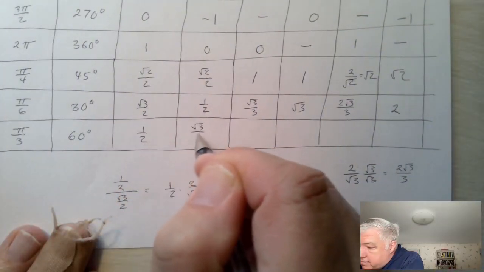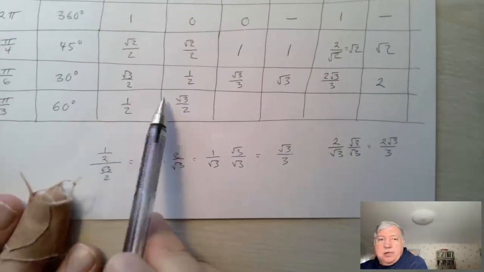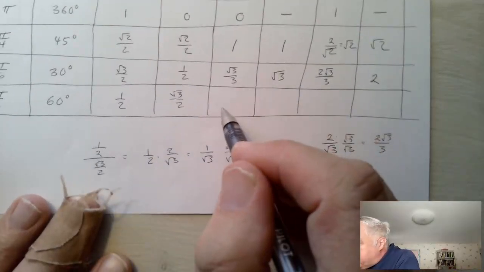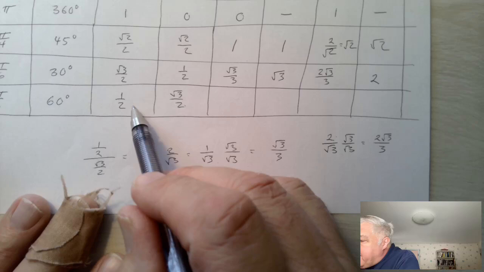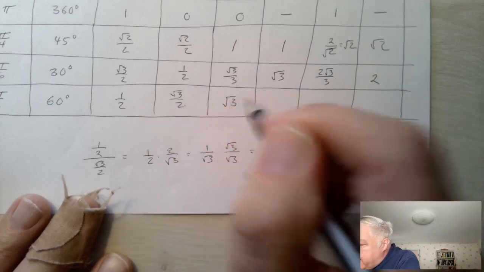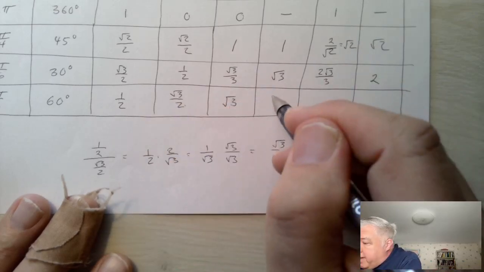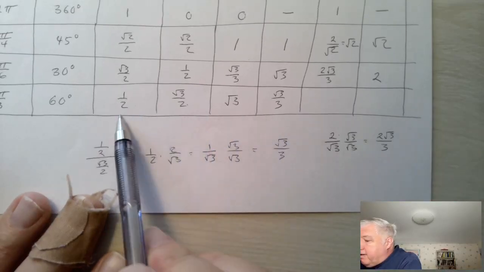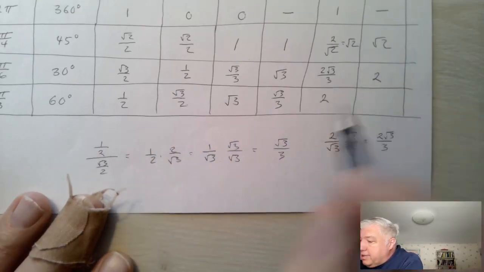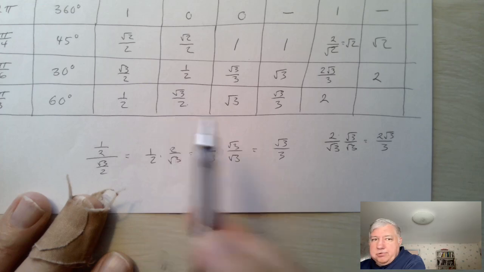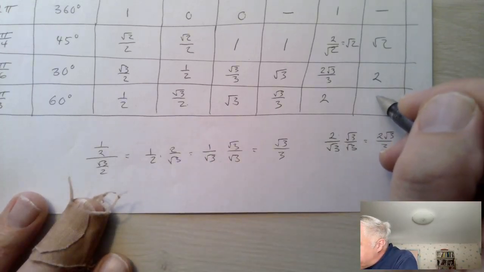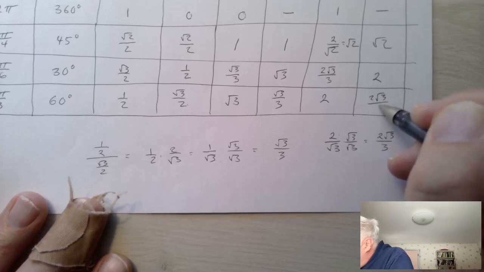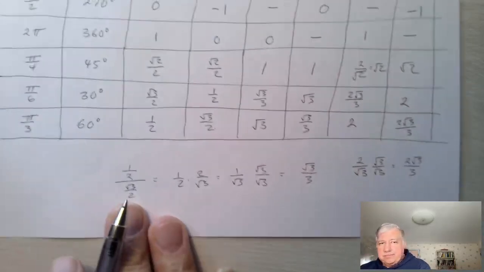Notice that these are just interchanged here. And then the tangent is this divided by this. That's square root 3. Take the reciprocal of that, we get square root 3 over 3. The reciprocal of the cosine is 2. The reciprocal of root 3 over 2 is what we had, 2 square root 3 over 3.